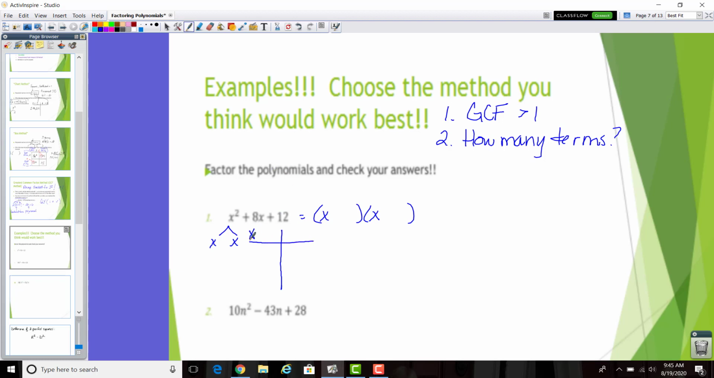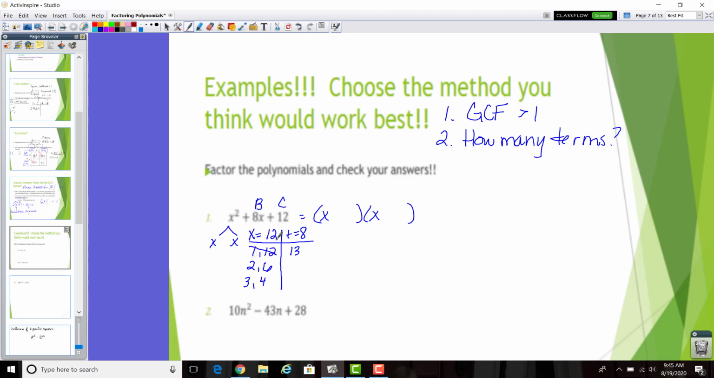So remember, I'm looking for numbers that multiply to equal my c value, which is positive 12, and add to equal my b value, which is positive 8. So we've already looked at the factor pairs of 12. So we have 1 and 12, 2 and 6, and 3 and 4. 1 times 12 gives me 12, the product I want, but the sum of those gives me 13.